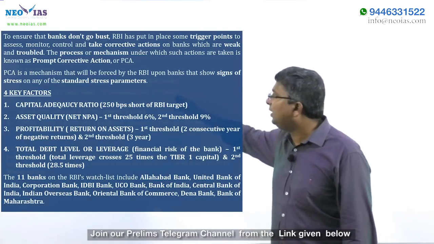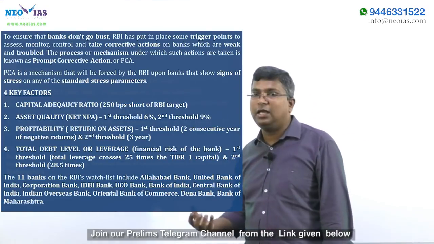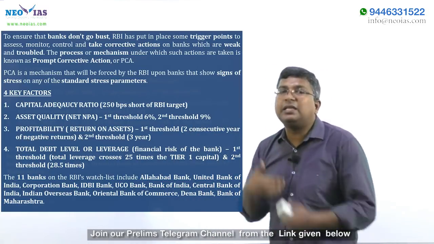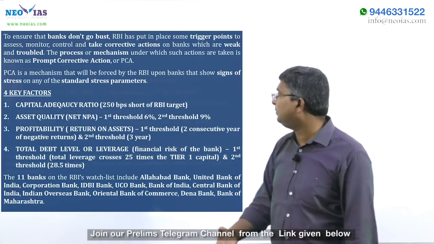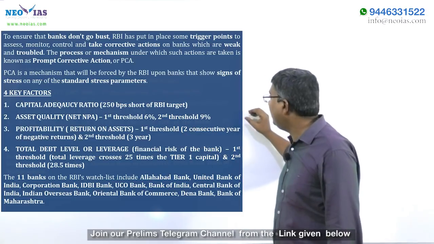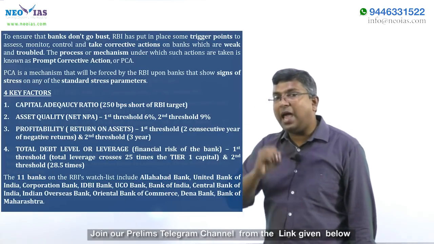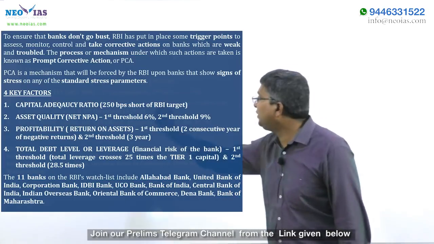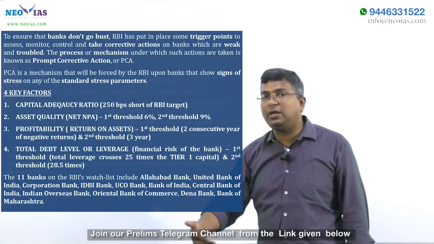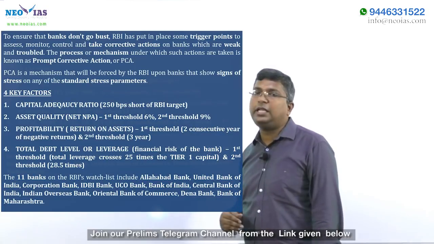So asset quality is the second criterion. The third criterion is profitability, which is measured through a very important indicator called return on assets. What will be the return for the bank on its total assets? In the first threshold limit, the first trigger point is if a bank has two consecutive years of negative return on assets. Then it will break the first threshold limit, and the second threshold limit will happen if for three consecutive years a bank has negative return.